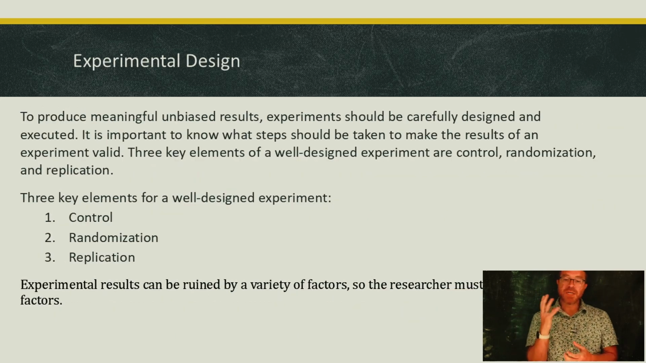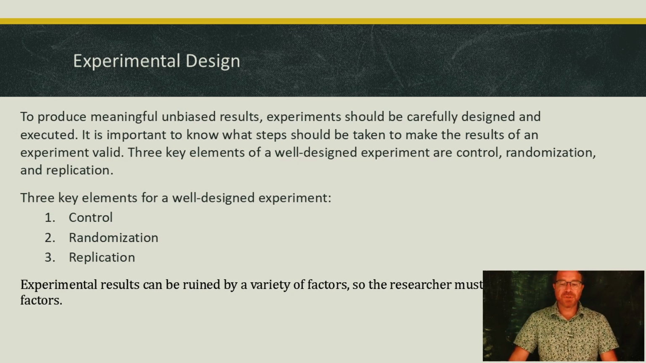Okay, so to produce meaningful, unbiased results, experiments should be carefully designed and executed. It's important to know what steps should be taken to make sure the results of an experiment are valid. So there are three key elements of well-designed experiments. They are control, randomization, and replication.